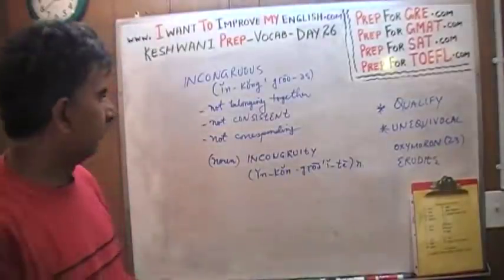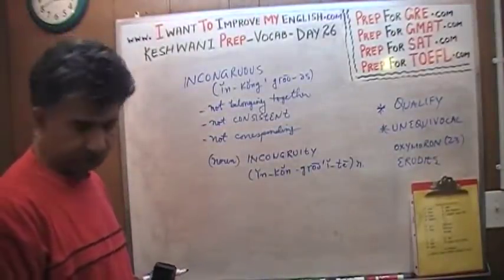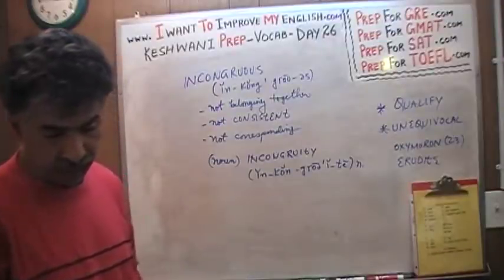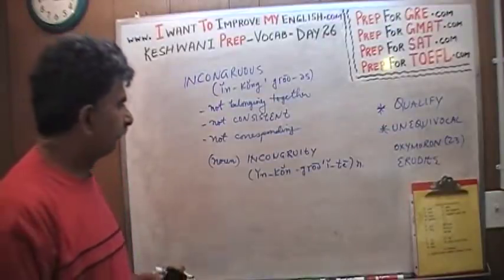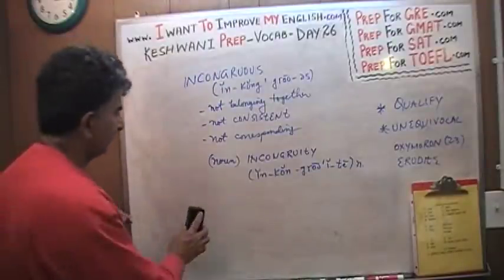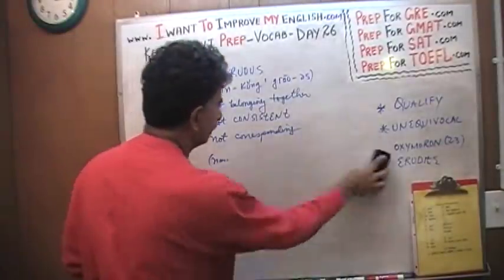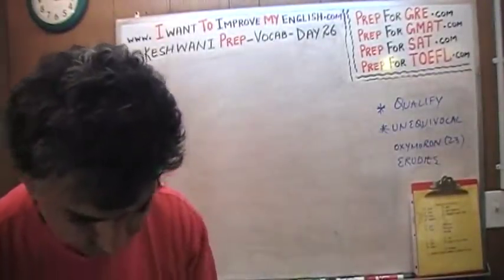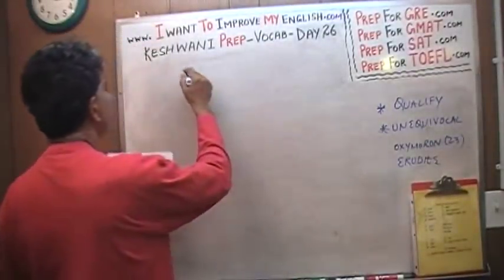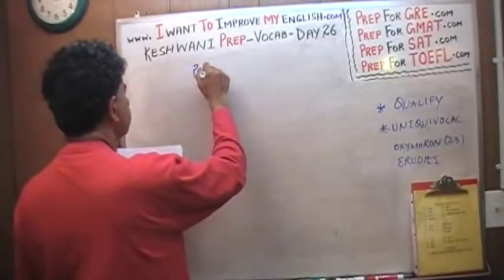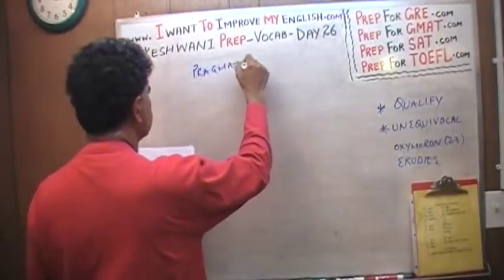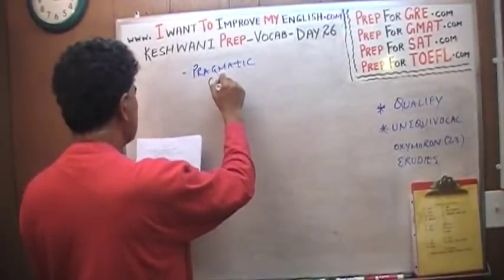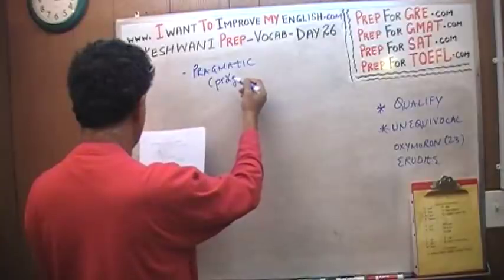That's it. Let's move on to the next word, which has nothing to do with these two words, but as a matter of fact, the first word also had nothing to do with this word. So let's move on to the next word that we want to learn, which is pragmatic. Pragmatic.